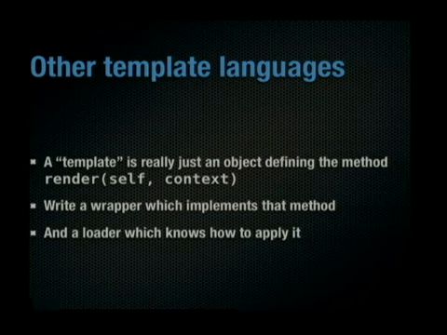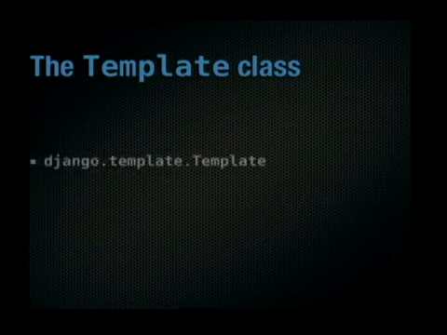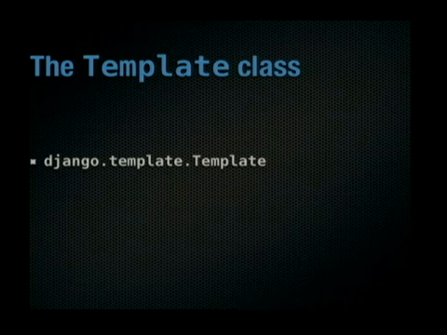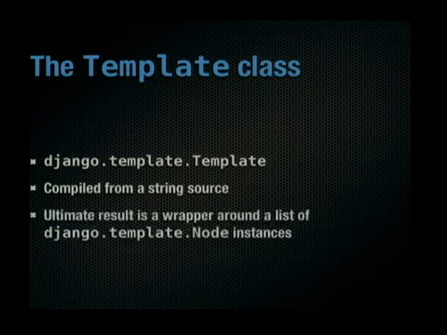If you go into templates, I think on the template API page, it explains how this works and has an example. The template class itself is django.template.Template, compiled usually from a string source. What this is ultimately is a wrapper around a list of template.Node instances, and actually that's a class called NodeList. How many people have written their own custom template tag before? Most of you? Okay. So you at least have some idea of what we mean when we talk about a template node. We're going to get into that in detail here.